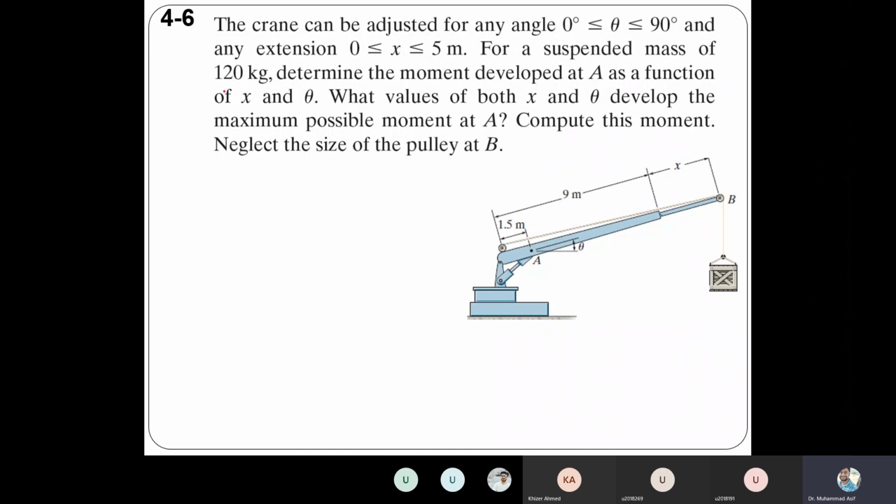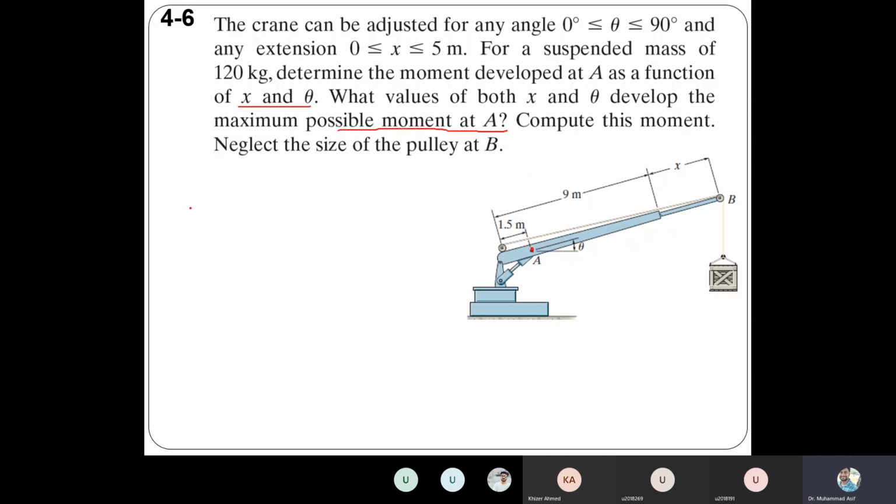For a suspended mass of 120 kg, determine the moment developed at A. We need to figure out the moment of the weight about point A as a function of x and theta. What values of both x and theta develop the maximum possible moment? What is the maximum possible moment about A? Then compute this maximum moment. Neglect the size of the pulley at A.